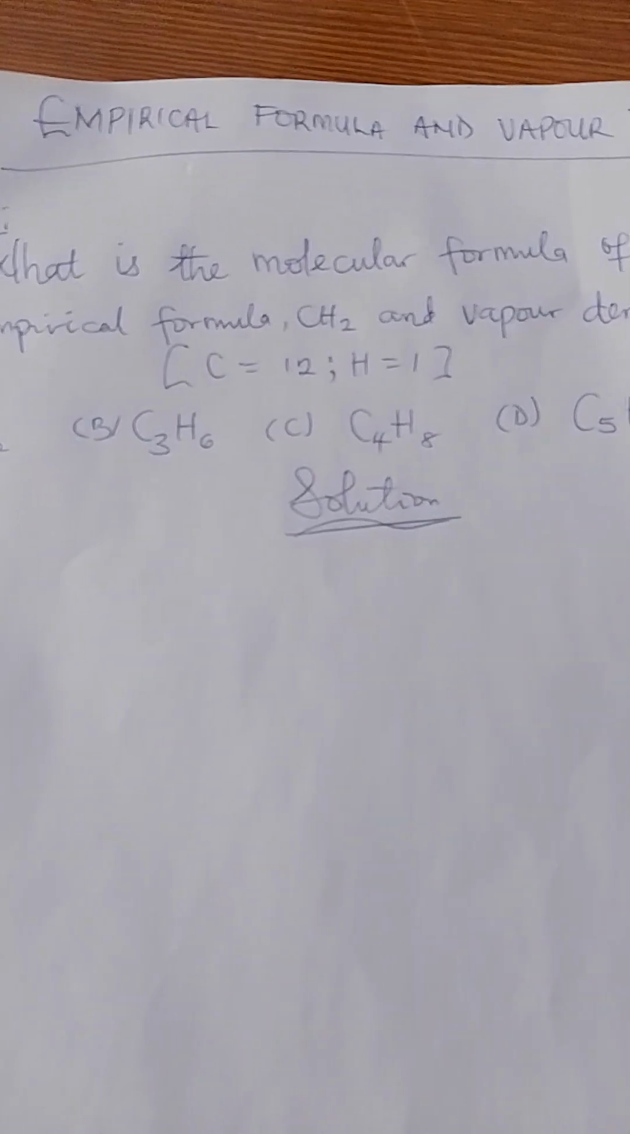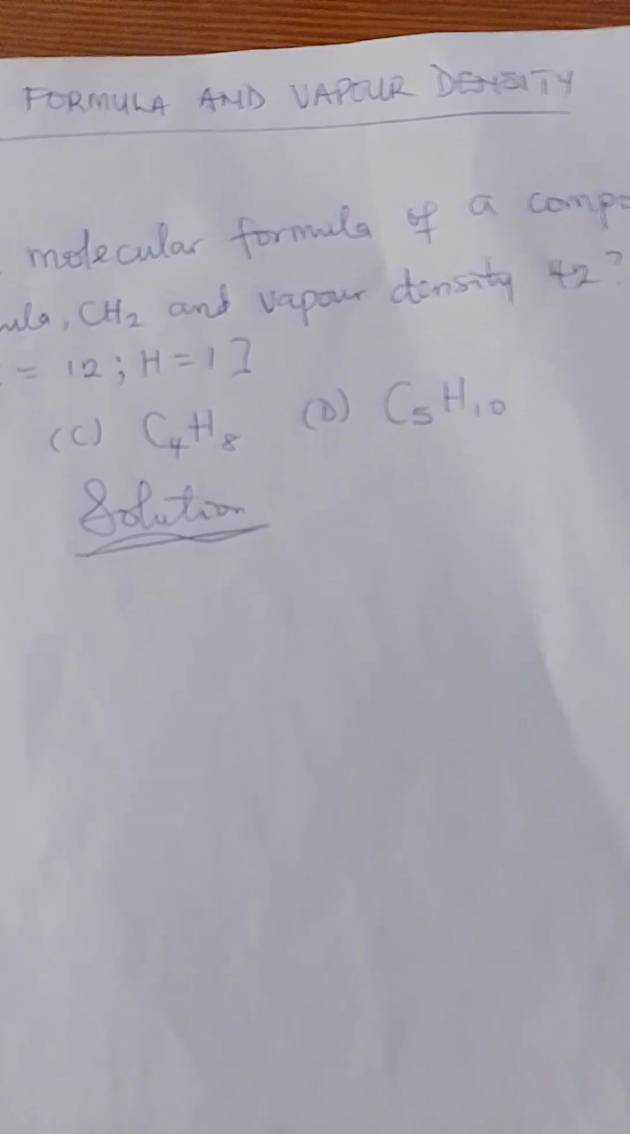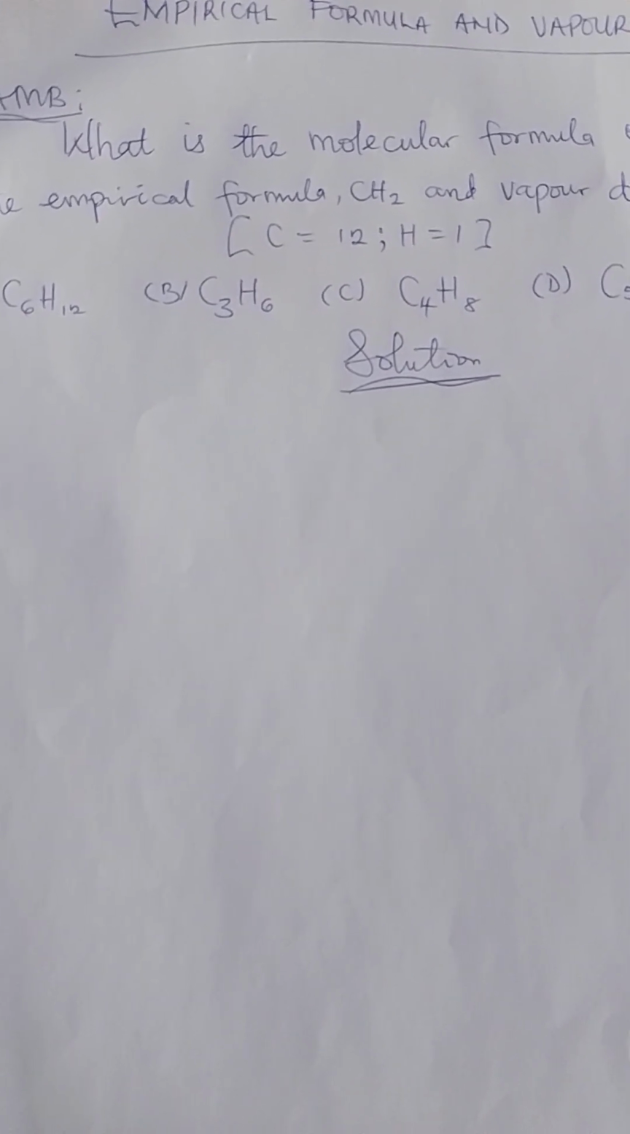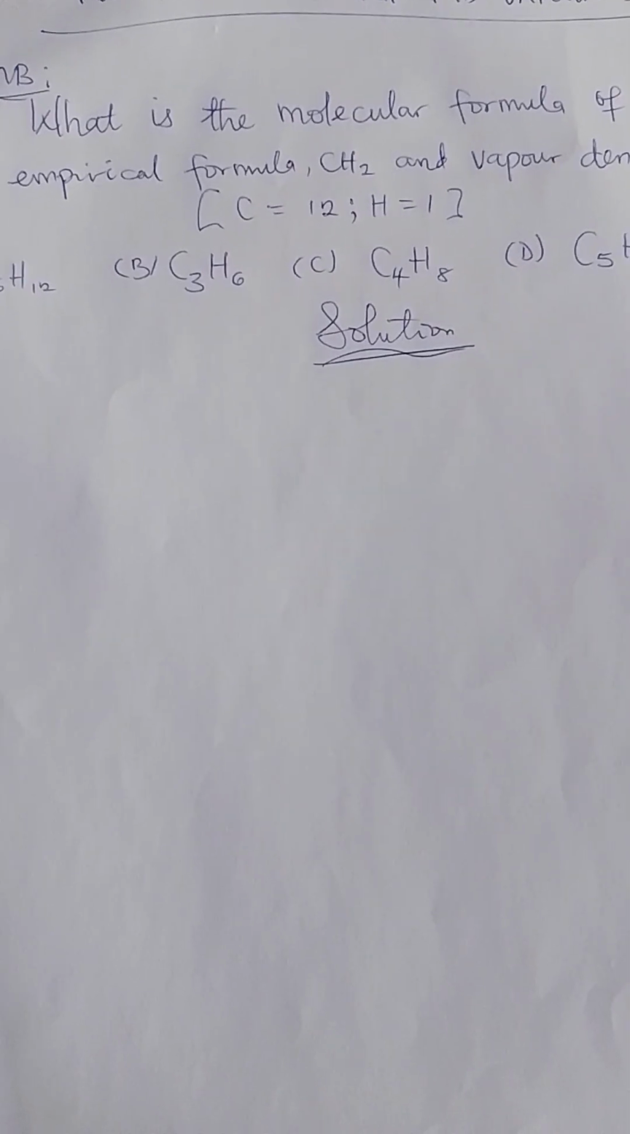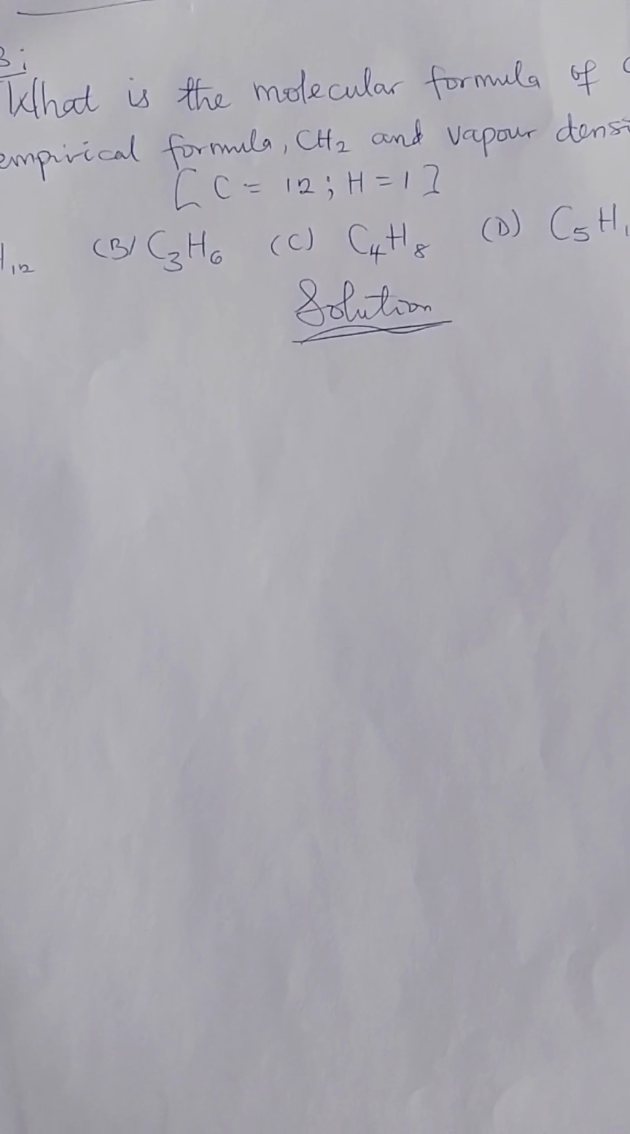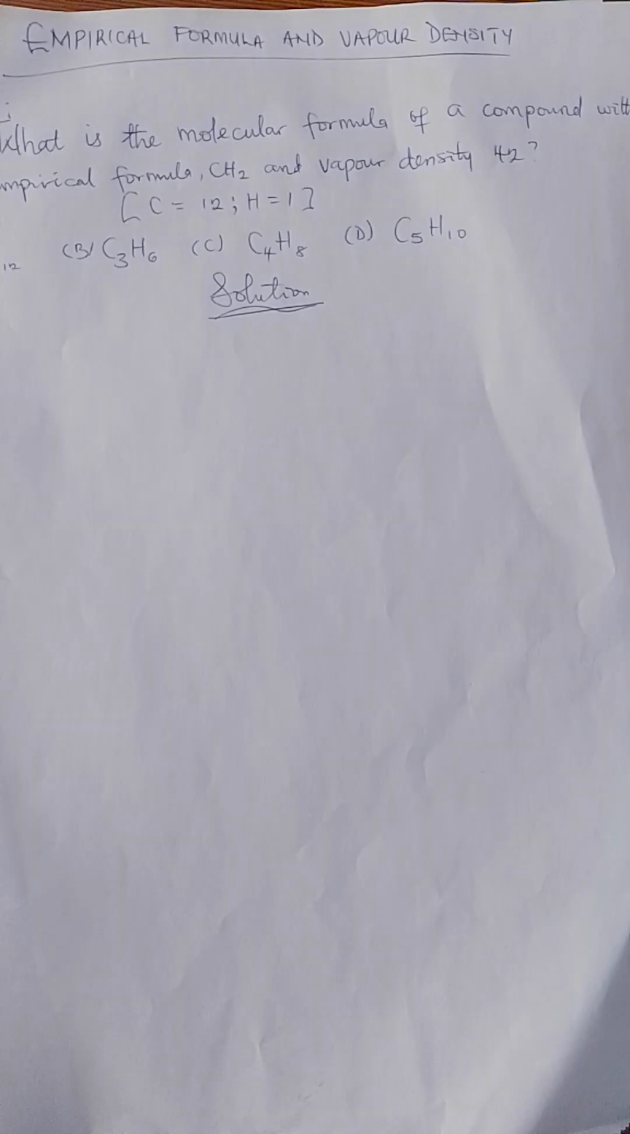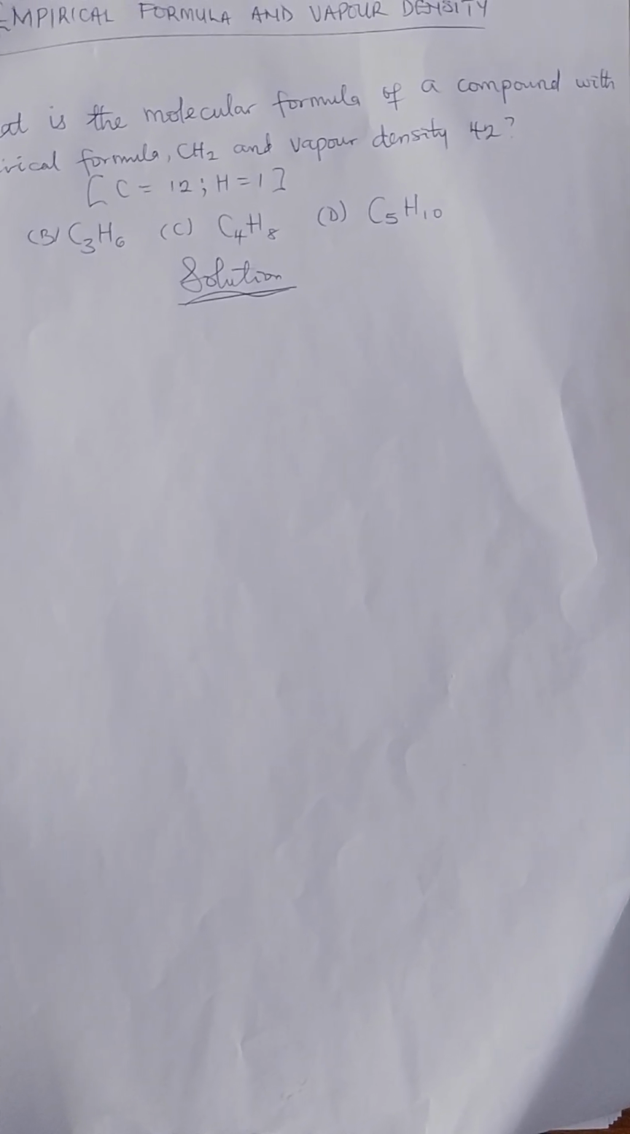Today we are going to treat a JAMB question that has to do with empirical formula and vapor density. The question goes thus: What is the molecular formula of a compound with empirical formula CH2 and vapor density 42? You are given C to be 12 and H to be 1, and the options were: option A C6H12, option B C3H6, option C C4H8, and option D C5H10.